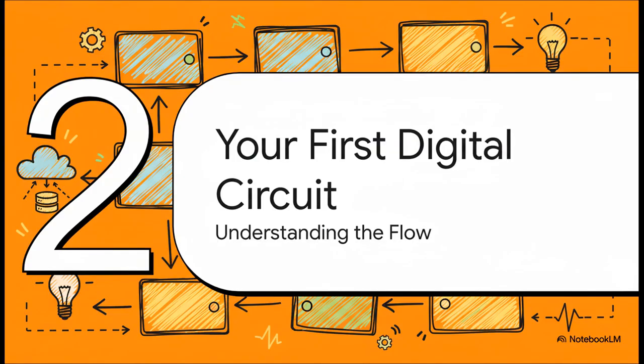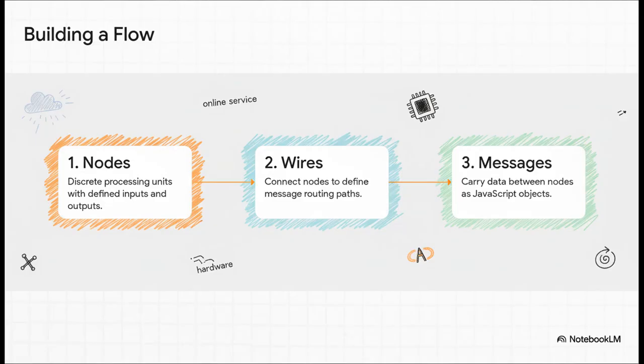To really get it, let's think of it like you're building a simple digital circuit. It sounds complicated, but it's not. We just need to understand the three basic building blocks that make up what's called a flow. So, everything in Node-RED is built from just these three things. First up, you've got nodes. Think of them as little workers or mini apps that each do one very specific job. Then you connect them together with wires, which are just pathways that tell the data where to go next.